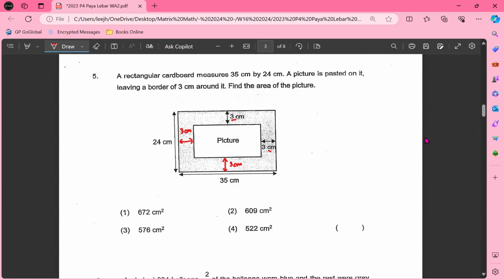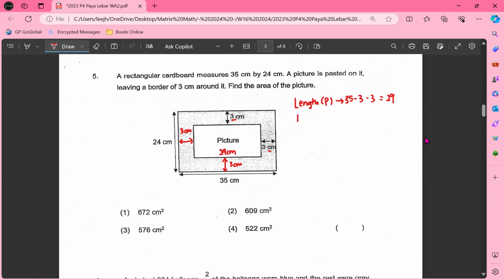So I need to find the length of the picture. I write a P here, okay? So you know it's a picture. So it will be 35 minus 3 minus another 3. So 35 minus 3 minus 3 is 29. So this is 29 cm.